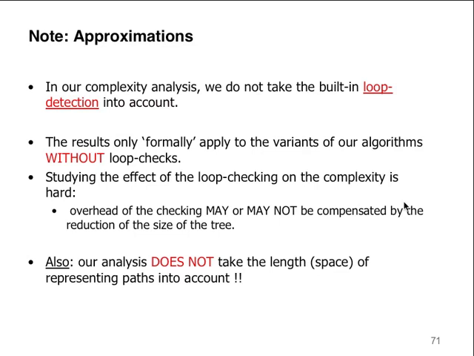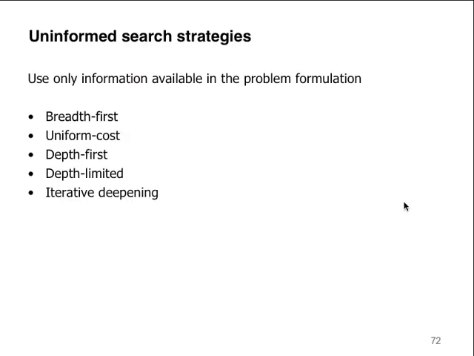So we're approximating for the most part. So we're not as accurate as we probably could be. Also, our analysis does not take the length or the space of the represented paths into account. So we don't really consider how long we're going to go down this route in terms of the path that we intend to follow. So we can cut out a lot of that information. So it's just a little note in terms of not being as accurate as you might think, because it's not about accuracy, it's about finding the optimal solution or getting to the goal.